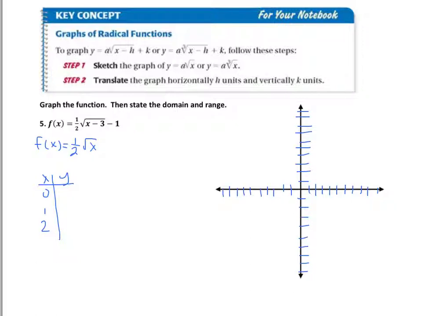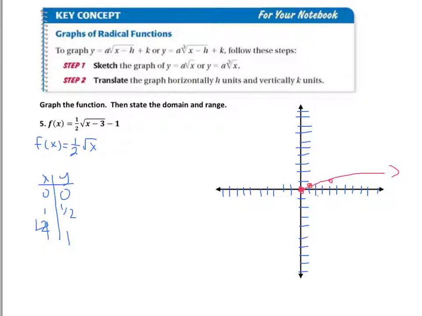Alright. So if I plugged in 0, I'd get 0, 1, 1 half. I'm going to use 4. 4, I'd get 1. So if we graph this, 0, 0, 1, 1 half, and then 4, 1, we get this.